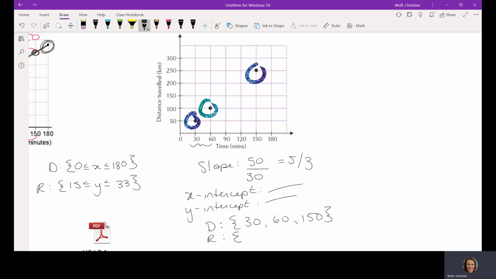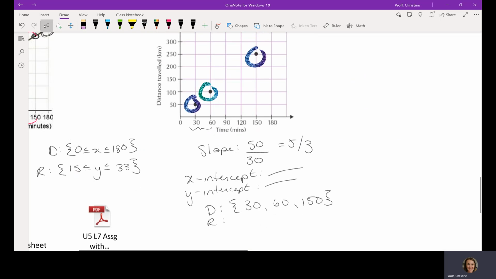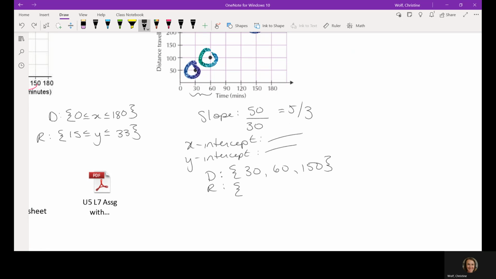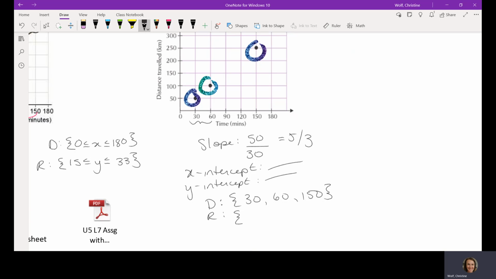I'm going to do the y values for those points. So the y values are, the first dot there is at a y value of 50. The second dot, this one here, is at a y value of 100. And the third dot up there is at a y value of 250.